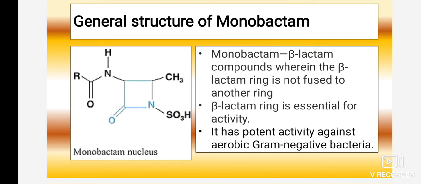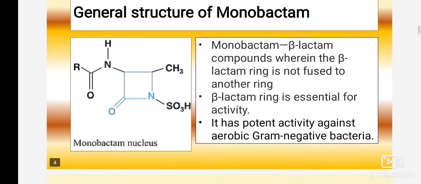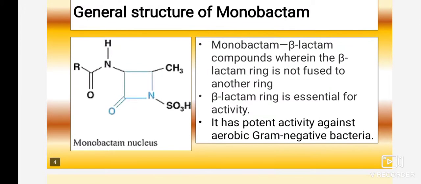Looking at the general structure of the monobactam nucleus, there is a beta lactam ring, and in the nucleus of the monobactam, the beta lactam ring is not fused with another ring. The beta lactam ring is essential for antibacterial activity. Whatever antibacterial activity monobactam has is due to the presence of this beta lactam ring in its structure, and it has a potent activity against aerobic gram negative bacteria.